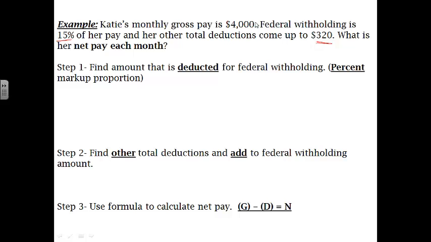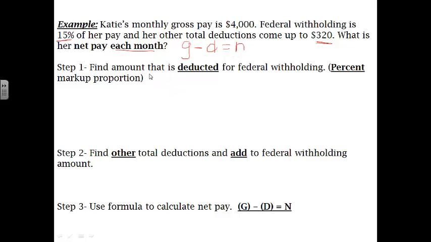And then we're going to have to subtract from $4,000. So the question's asking, what is her net pay each month? Down here, we have our formula with variables. I'm going to rewrite that: our gross pay minus our deductions is equivalent to our net pay. So here's our formula. We're just plugging it in.